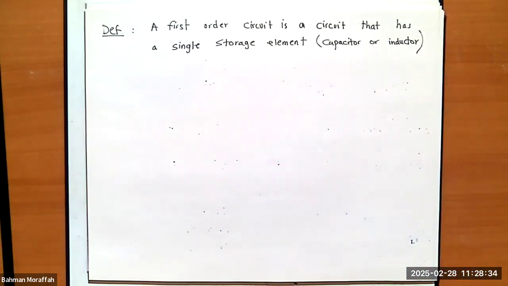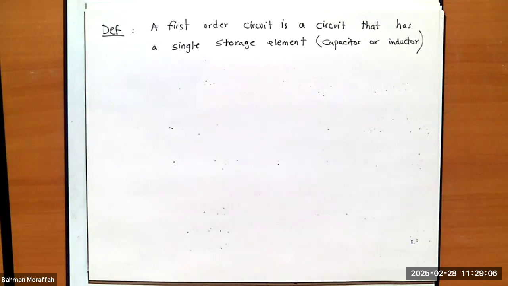It doesn't talk about how many resistors we have. It doesn't talk about how many dependent sources or independent sources we have. We can have as many as we want. What determines the order of a circuit is the number of storage elements that we have. If there is one of them in the circuit, we call it first order, right? Is that clear why we call this the first order? Because there is only one storage element.